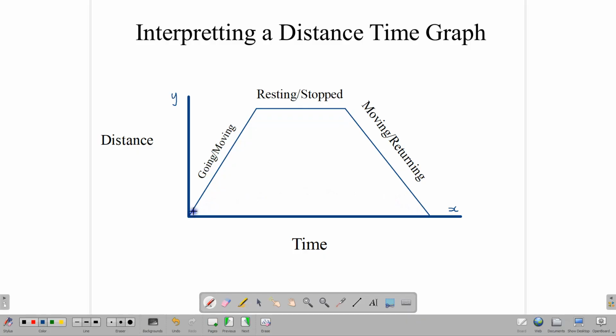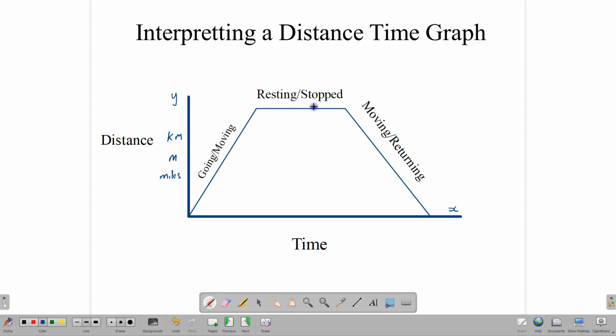In a distance time graph, you will notice it will always have km or meters or miles, whatever the unit of distance is, on this axis. And this axis will have time in either seconds or minutes or hours. So whenever we have a slanted line here, it means that the object, whatever it is, is moving. So it's going somewhere, it's moving.